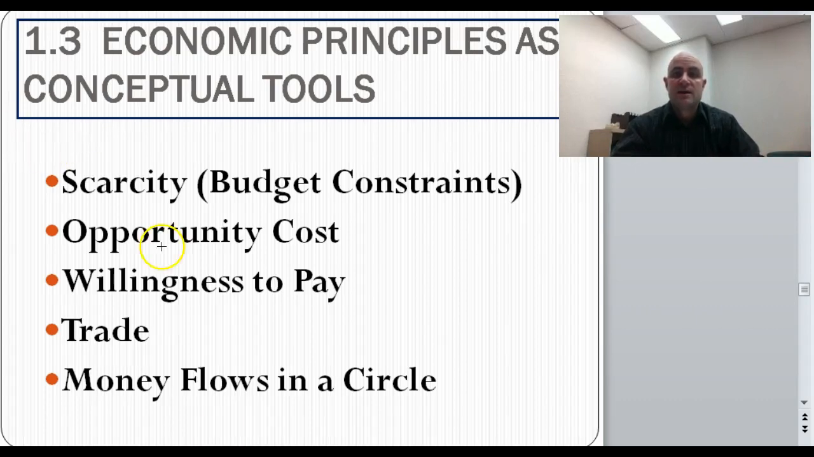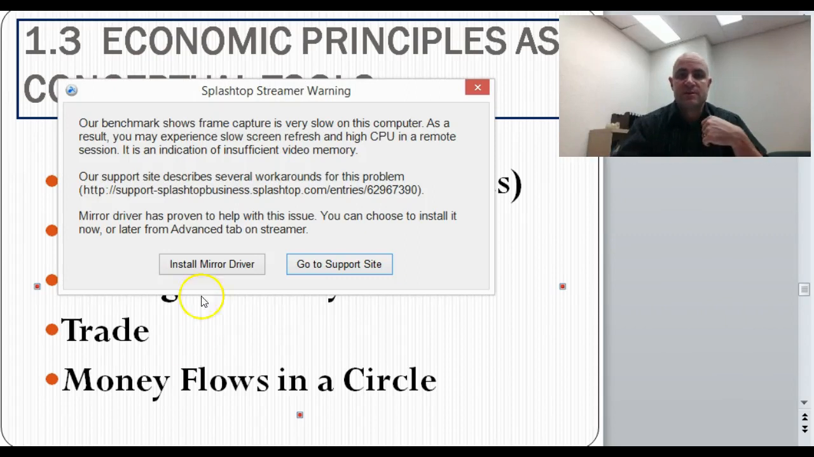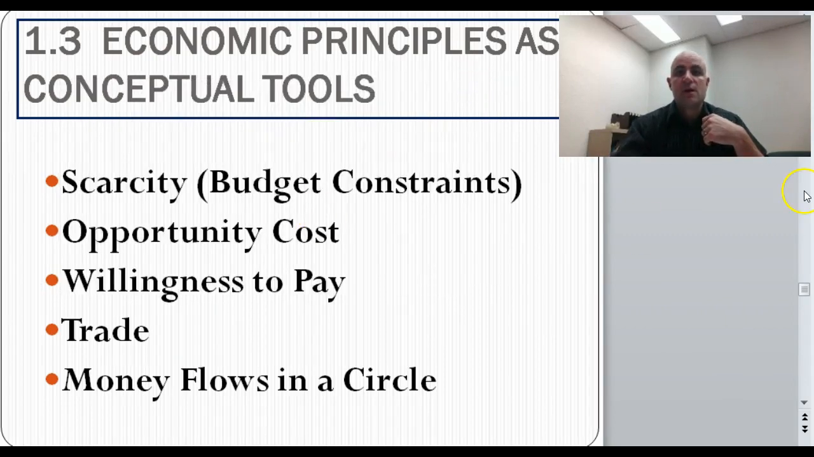Trade is where you give something and you get something in return. So, for example, with the doctor, you go to the doctor, you give money and get care in return. Money flows in a circle, as we talked about. All money that you pay goes to the doctor. All money that goes towards healthcare has to come from somewhere.